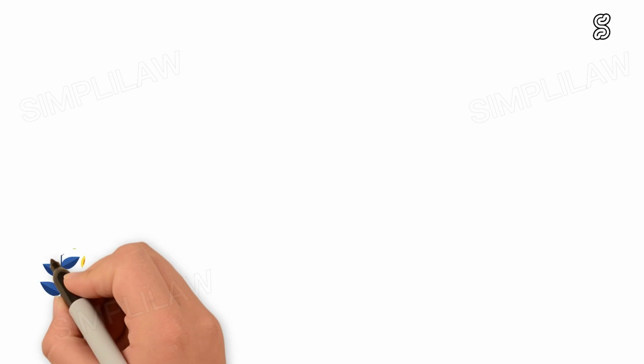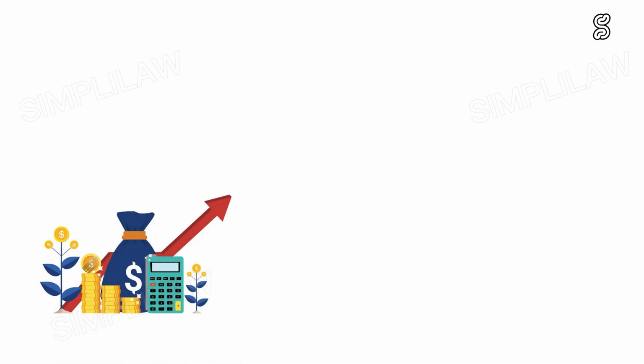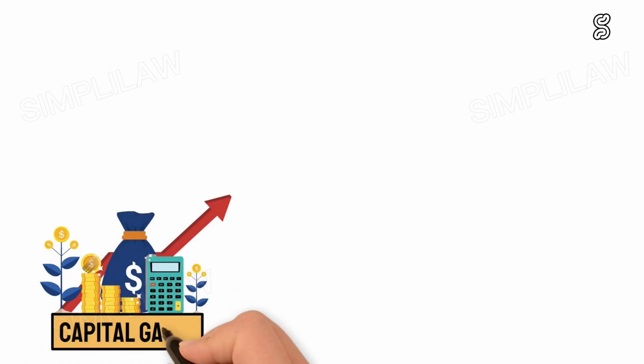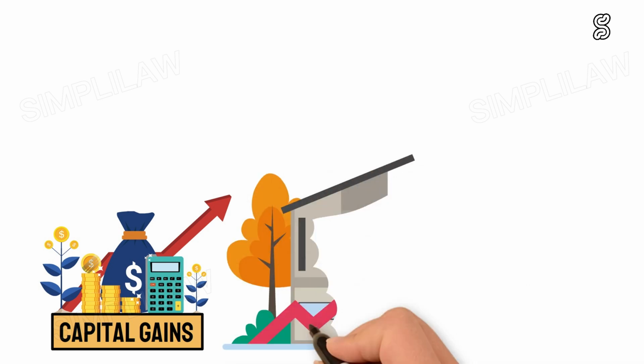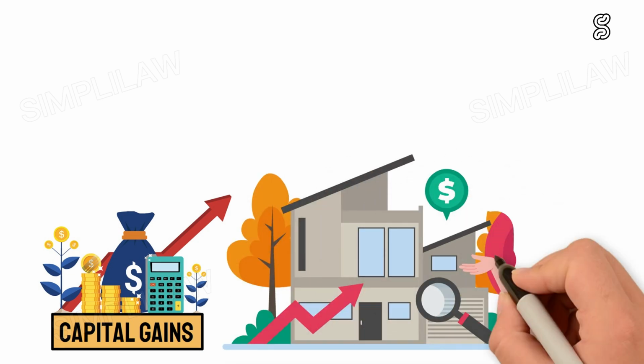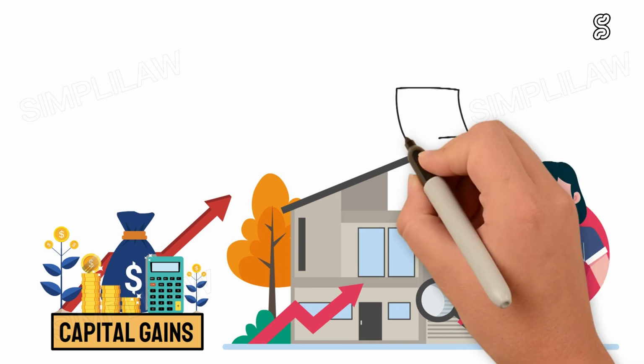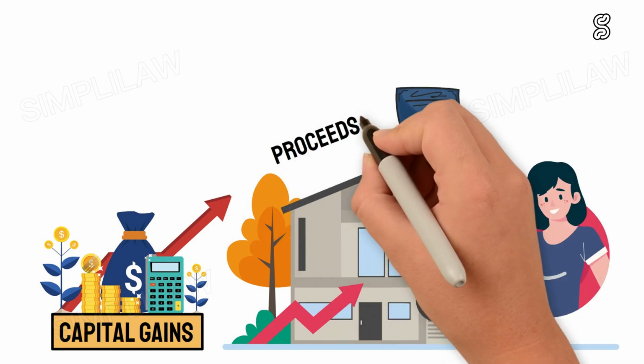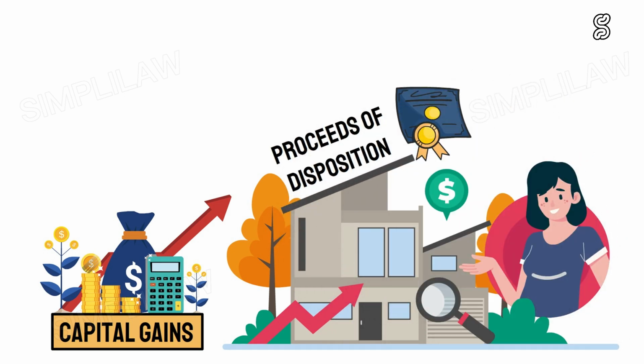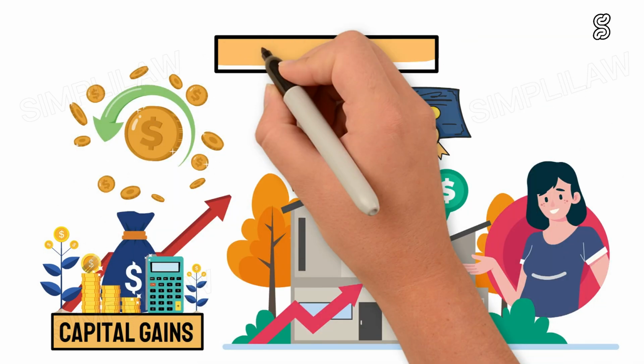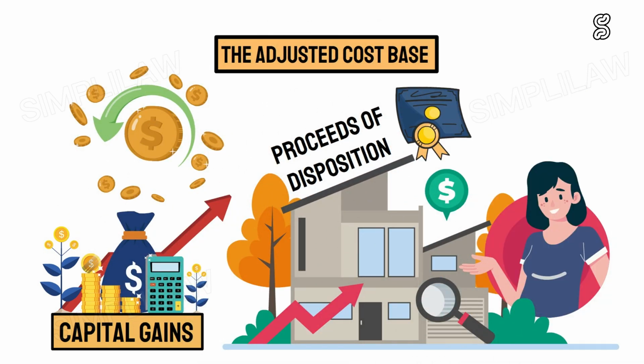Before we get into an example, let's take a quick detour to explore capital gains. In a nutshell, capital gains are the profit you make when you sell a capital property, which we call proceeds of disposition, for more than what you paid, aka the adjusted cost base.